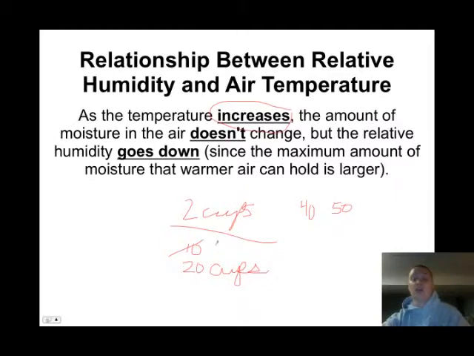And if we were holding 10 cups, our relative humidity was 20%. But now that the temperature has gone up, the space has increased. It has expanded because it's much warmer. And that has caused our relative humidity to drop because the amount of moisture is still the same. 2 cups of moisture in the air, and that relative humidity now is 10%. 2 divided by 20. Relative humidity has gone down.